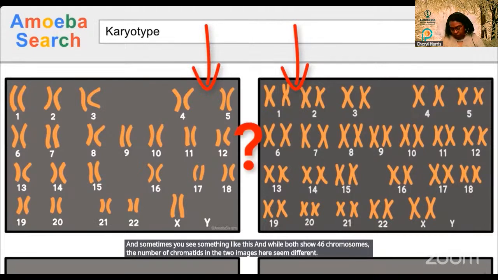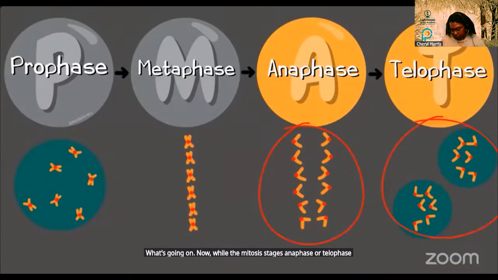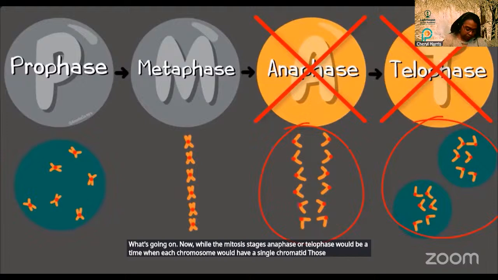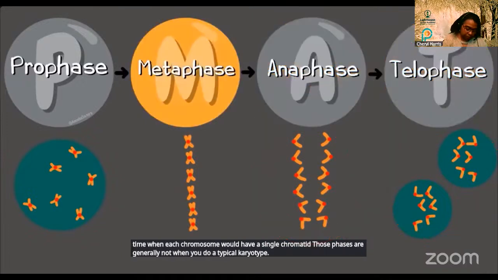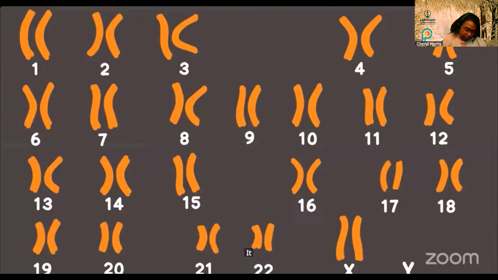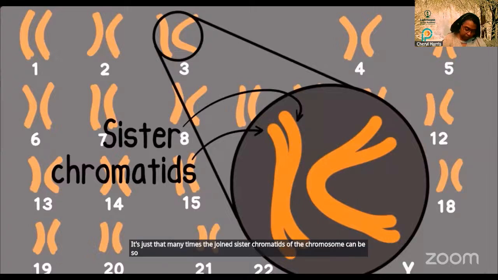So, what's going on? Now, while the mitosis stage anaphase or telophase would be a time when each chromosome would have a single chromatid, those phases are generally not when you do a typical karyotype. For optimal viewing, a typical karyotype is taken at or right before metaphase. Recall from mitosis that in metaphase, the chromosome would have two joined sister chromatids. It's just that many times the joined sister chromatids of the chromosome can be so close together that to an untrained eye, it might be difficult to see that each chromosome in the karyotype technically has two sister chromatids.